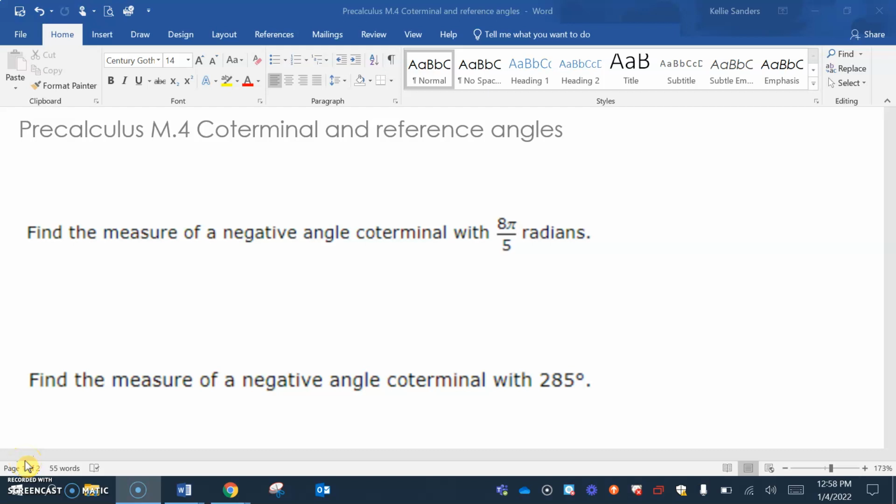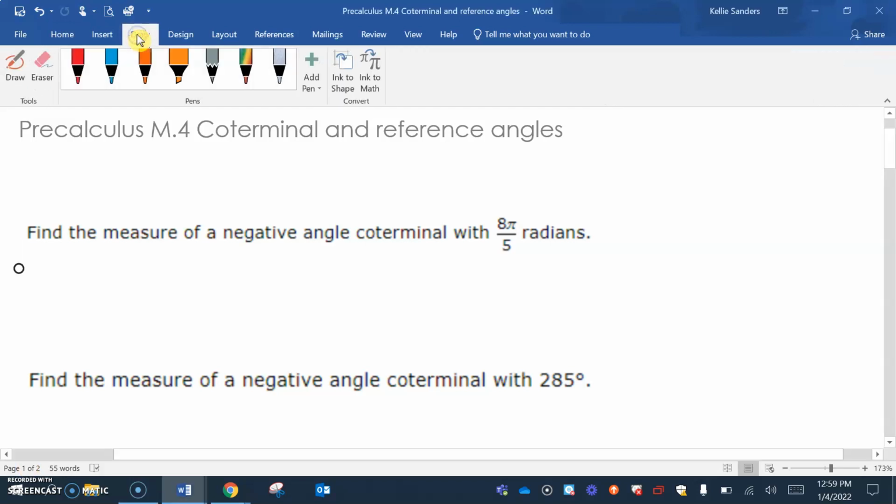Coterminal, M.4 coterminal, and reference angles, right? So we're going to go with coterminal first. I'm kind of going to skip around a little bit and try to work your way up. So I'm going to go to this one first.